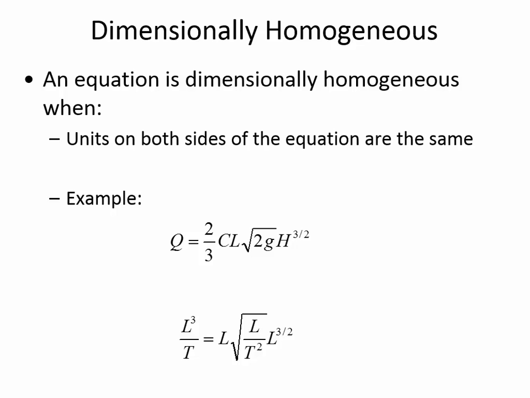We'll begin by talking about the idea of dimensionally homogeneous equations. And Isaac, do you have a question? No? A dimensionally homogeneous equation is one that has consistent units on both sides of the equation. And so an example of that here is an equation that relates the quantity of flow for a weir. And so a weir is just an obstruction on a channel where water is flowing over the top of an obstruction.